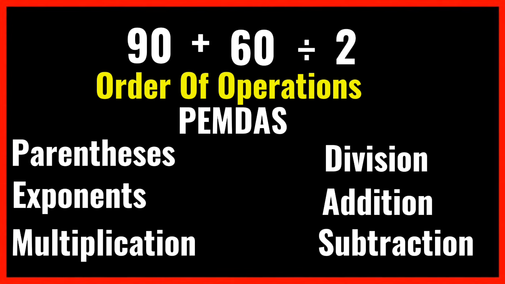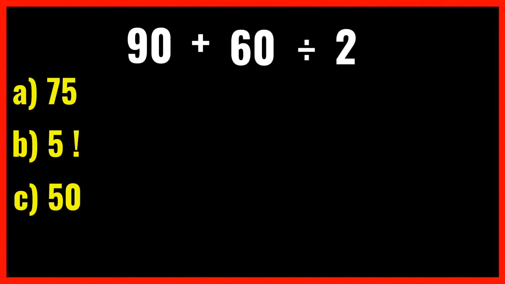So, going back to our problem, 90 plus 60 divided by 2. The first step is to check for parentheses, and we do not have any here. The next step is to check for exponents like squares or cubes. And again, there are none. So now we move to multiplication and division, and we see 60 divided by 2. So we must solve that first before doing any addition.